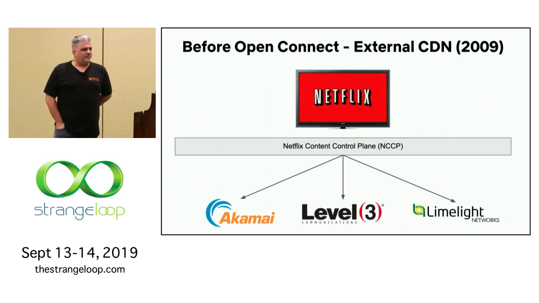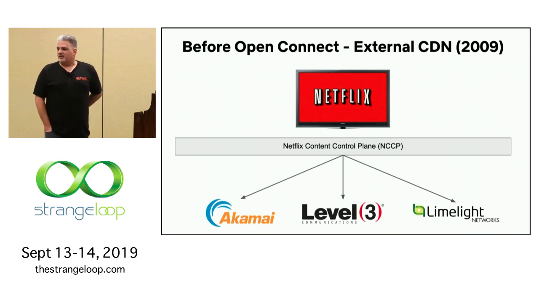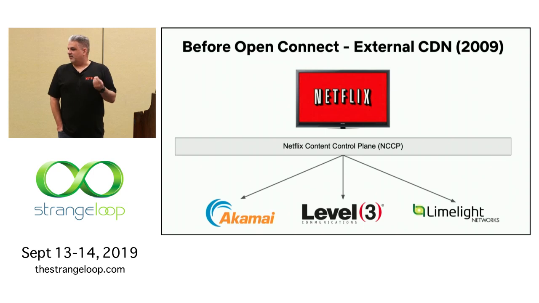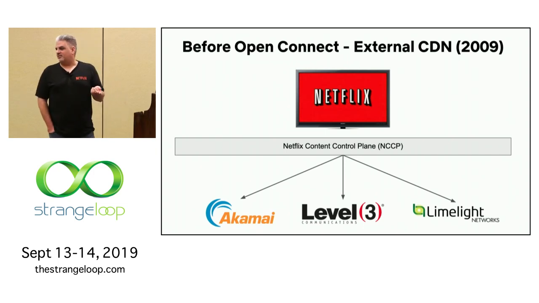So Netflix streaming launched in 2007. In 2009, this is essentially what things looked like. There was the Netflix content control plane, NCCP. That was basically the streaming part of the Netflix product. That was the second bullet of what a CDN is. That was the cloud functionality we provided to make sure you were steered to the right place to get the content. However, the actual delivery of that content was done by an aggregate of third-party providers that we used to actually deliver that content for us.